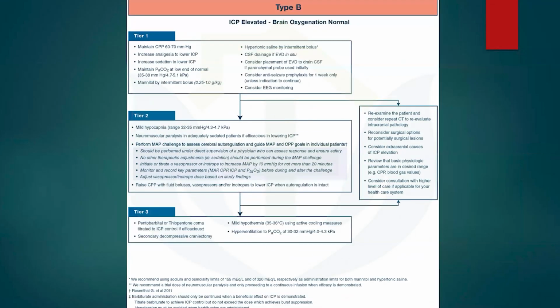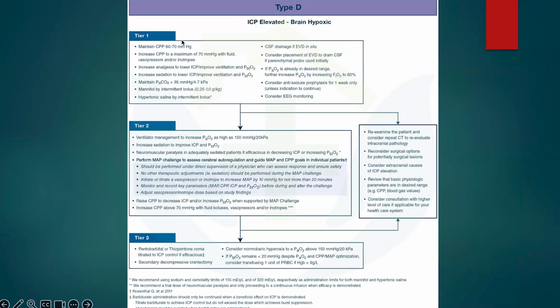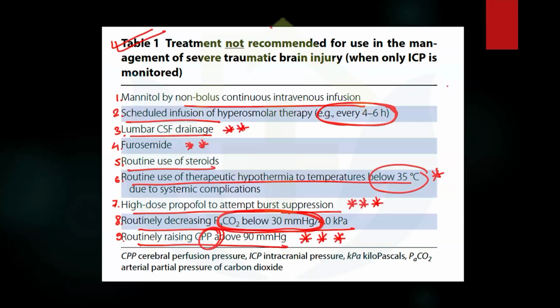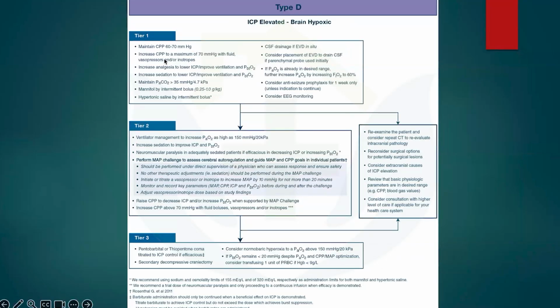What is tier 3? Tier 1. So tier 1 is when this first approach does not work. In that case, what will you do? First, you maintain the CPP. If CPP is not getting maintained, then in tier 1, you have to put the EVD. So in severely brain injured patients having an indication for an ICP monitor, you have to put the ICP monitor. This is part of tier 1 before giving 3% saline. So CSF drainage is tier 1.